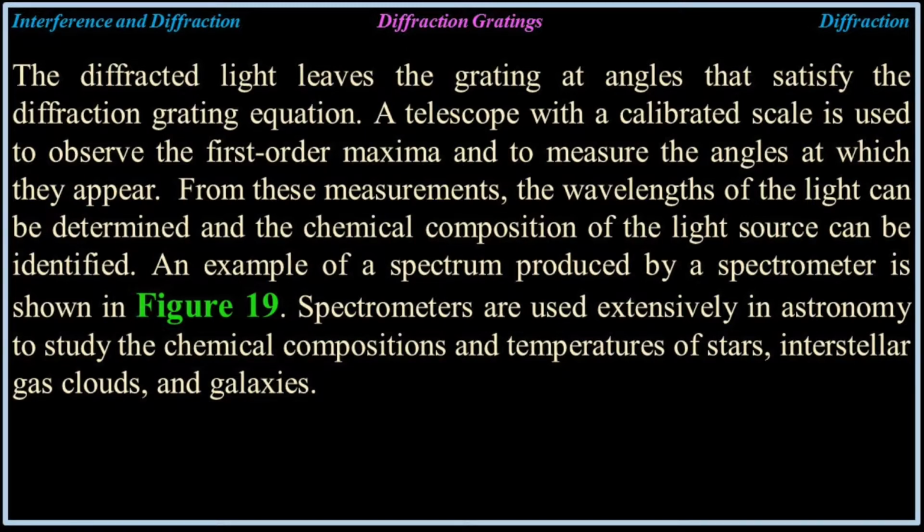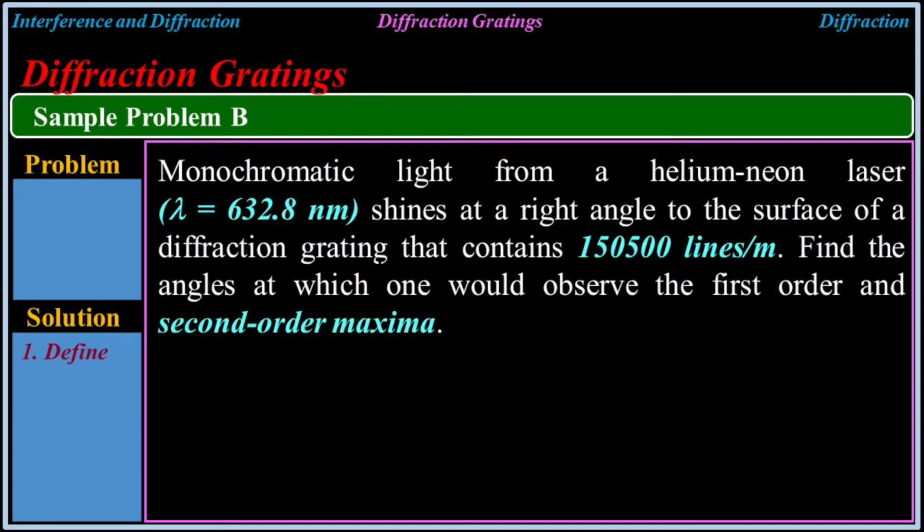Spectrometers are used extensively in astronomy to study the chemical composition and temperature of stars, interstellar gas clouds, and galaxies. Again, always look back, take your time. Don't just let this read through like it's some novel. Keep stopping, pausing, and looking back. Let's do sample problem B.